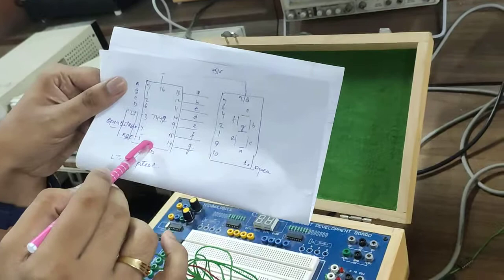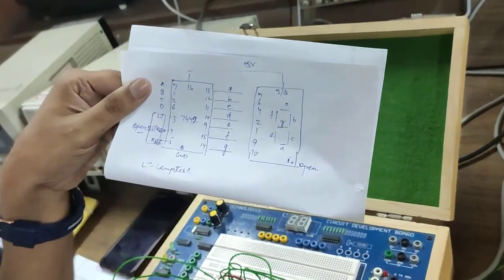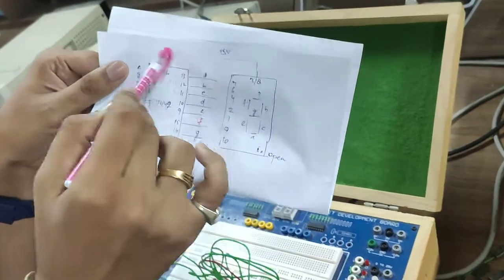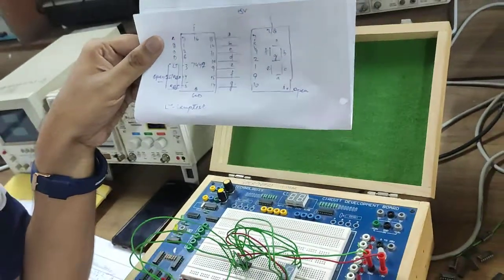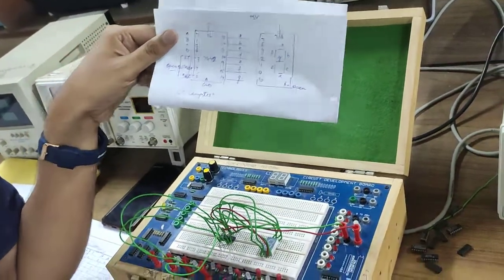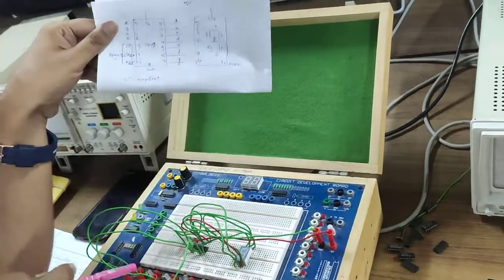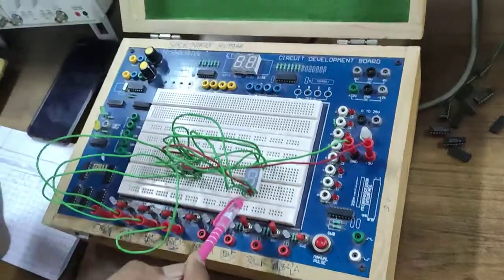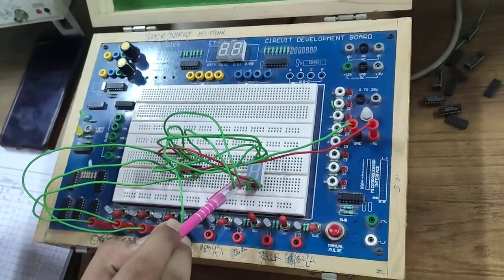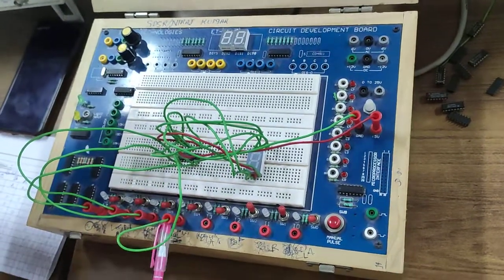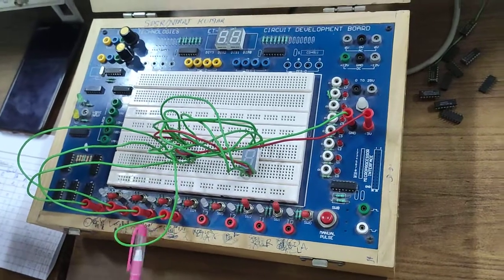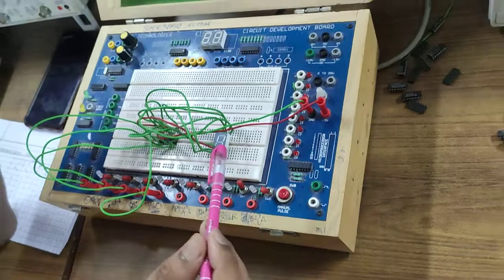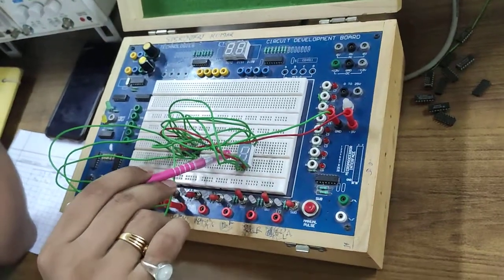Finally, pin number 8 of IC 7447 will be grounded, and pins 16 and 3 or 8 will be utilized with the power supply. In this way we have connected it here. You can see this is IC number 7447, and this is the LED 7 segment display. We have taken these 4 inputs A, B, C, D, and all the connections have been done. We will take the output from this display device.